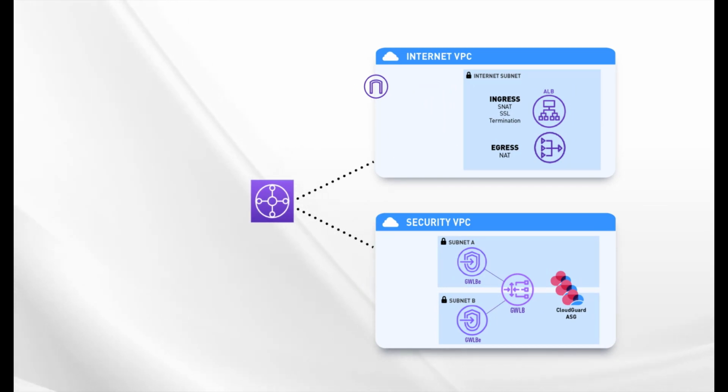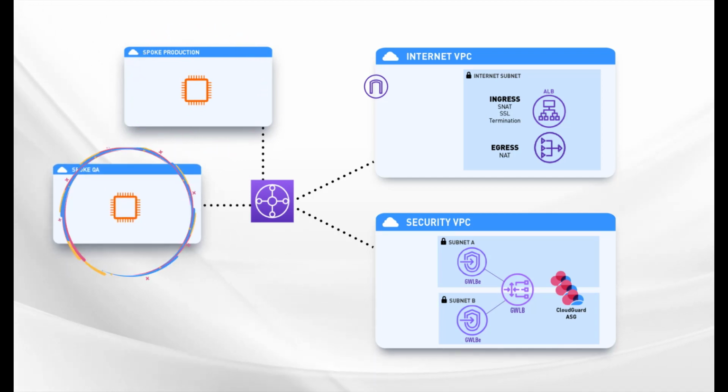In this use case, you will have the security VPC and it includes also the Gateway Load Balancer endpoint in it. And you will have also the Internet VPC, in which you will create all of your load balancers for publishing your application to the world. For each VPC you will want to protect, you will have to connect it to the TGW.